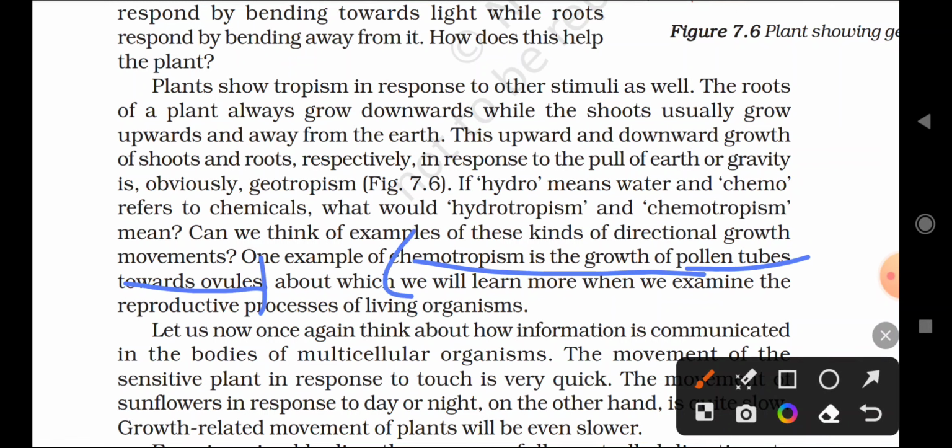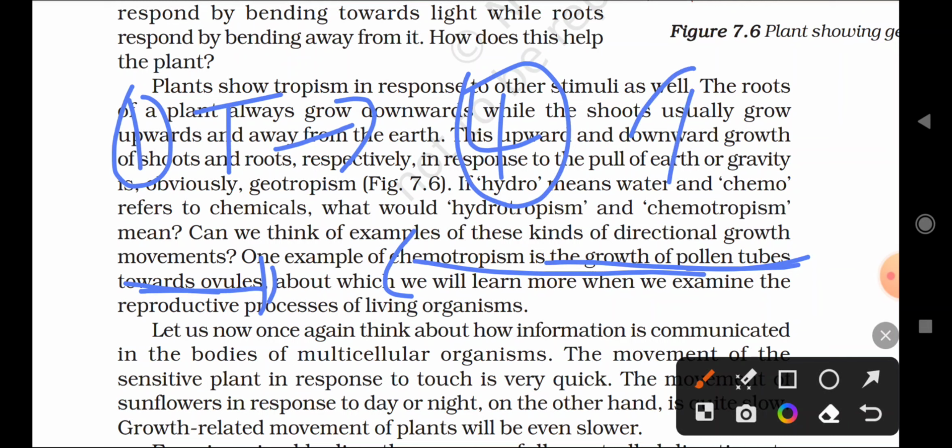This is called what? Chemotropism. What is chemotropism? The growth of pollen tubes towards the ovules is called chemotropism. So in your exam it may be asked for 4 marks: what are tropic movements, write and explain them. It means you have to write 4 of them and their definitions. It will give 4 marks.